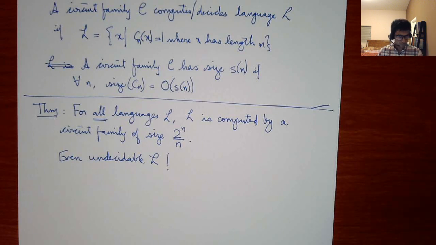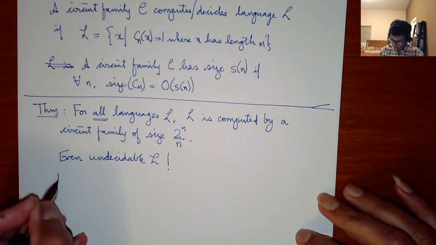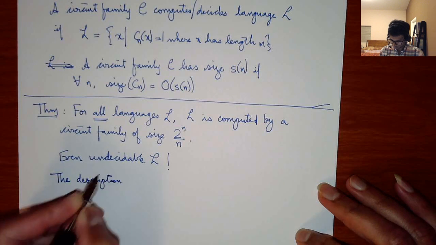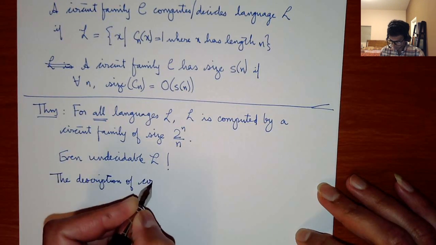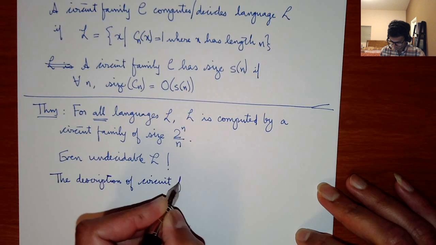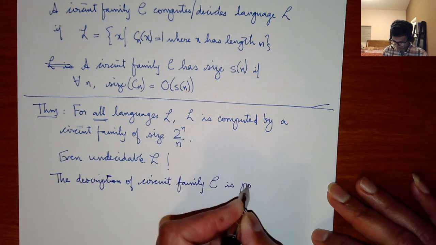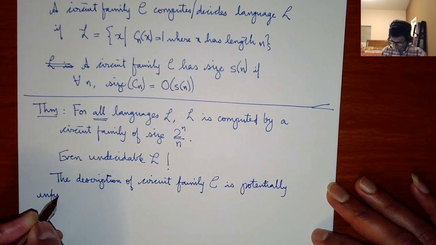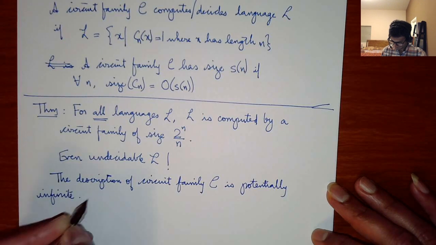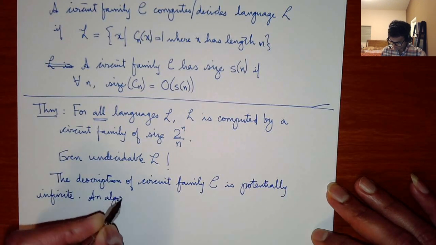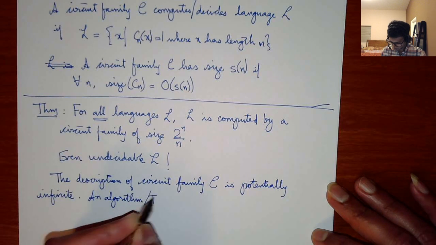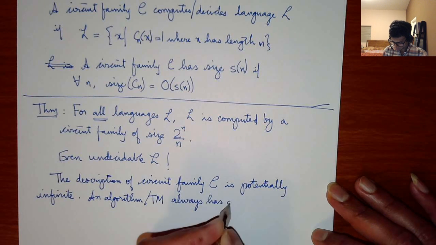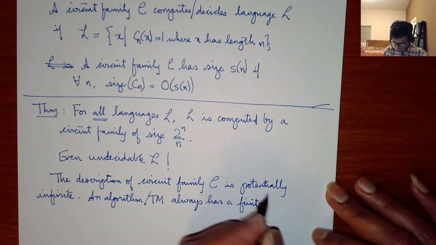So if you think about it, the description of a circuit family C is potentially infinite. An algorithm or a Turing machine always has a finite description.